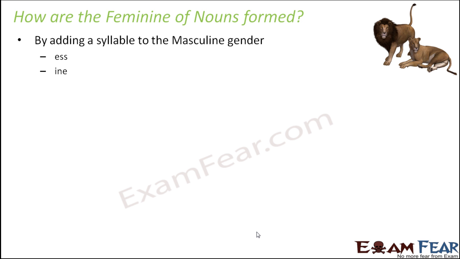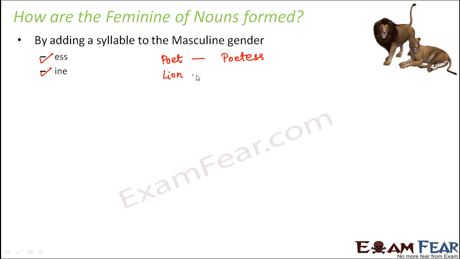The first way is by adding a syllable to the masculine gender. Basically you add something at the end of the masculine form and you get the feminine form. What kind of syllable? For example, ESS or INE. When you add these syllables at the end of the masculine form, you get the feminine form. Let us look at examples. Poet is the masculine form. How do you get the feminine form? By adding the syllable ESS. You just add this, and what do you get? You get poetess. So simple, right? You just add a syllable to the masculine gender, you get the feminine gender.